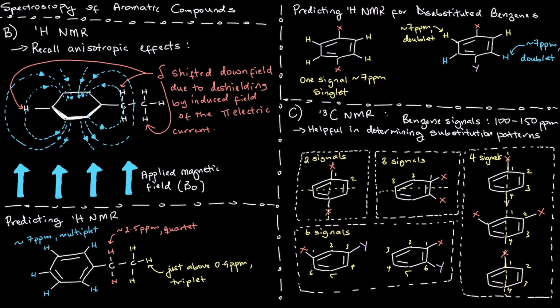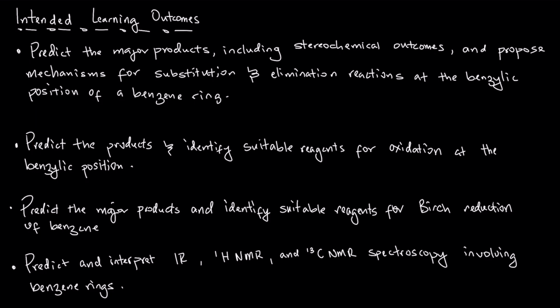Okay, so it's my hope that you should have seen all these different reactions at the benzylic position of your benzene ring. If you were to do substitution, eliminations, oxidation reactions, you've also been exposed to the Birch reduction as well as your IR, H1 NMR, and C-13 NMR for benzene rings.